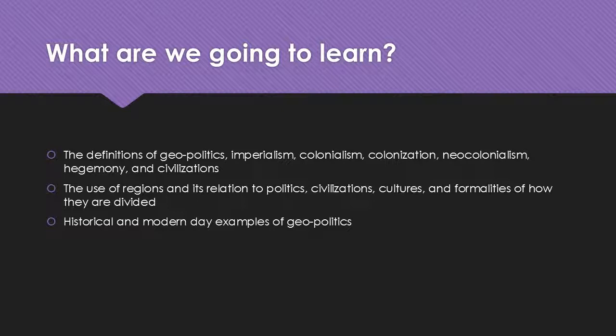We're also going to look a little bit into regions and their relationship to politics, cultures, and the formalities of how they're divided, just to give that basis. And then we're going to apply all of this to a modern day example that goes back way in history, way before our time, and we're going to apply geopolitics to a real life event.